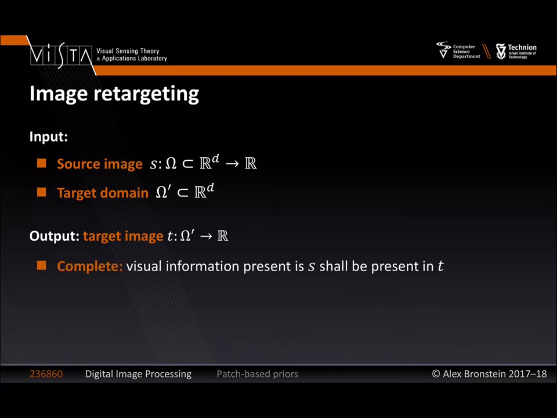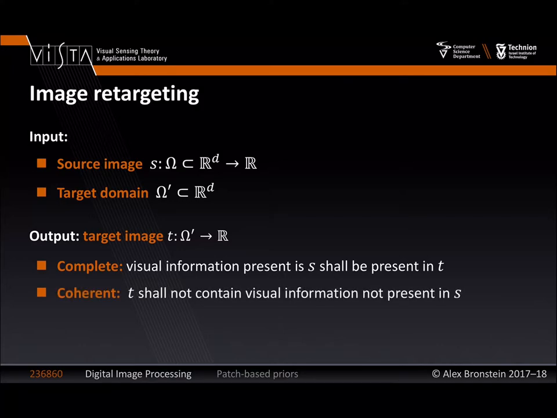So first of all, I would like this retargeted image to be complete. Complete meaning that the visual information present in the source image shall be present in the target image as well. So I shouldn't omit information. Again, it's not clear what visual information means mathematically, but at least at the conceptual level, I hope you agree that this is an important criterion, right?